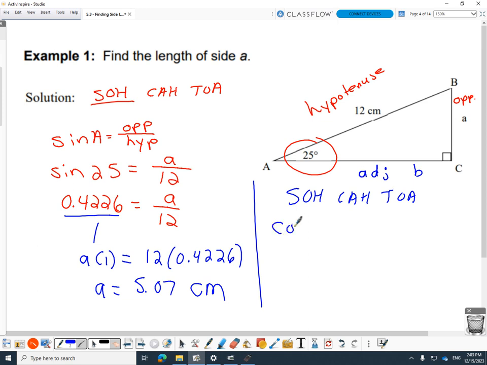of A equals adjacent. Oops. I meant to write adjacent over hypotenuse and I didn't do it. Adjacent. Can you do short form? Sure you can. Over hypotenuse. What is A? How much is A? No. Big A, the angle. 25 equals adjacent, which is what I'm after, which is B, and hypotenuse is 12. Okay? Let's just focus on this step.